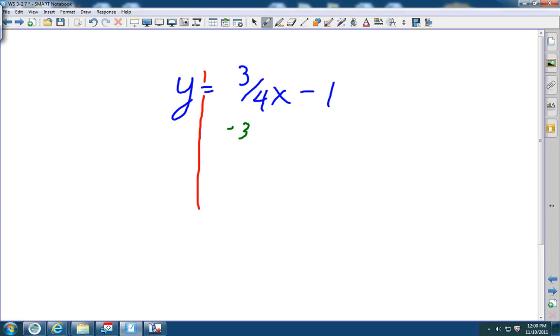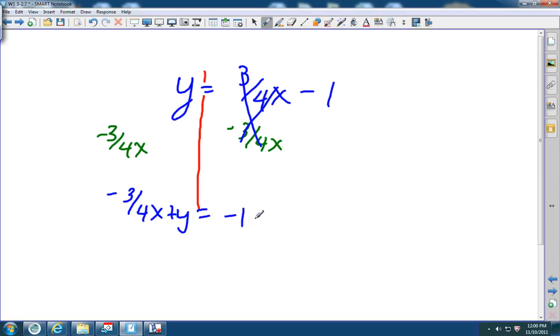I want to subtract 3/4 x from each side. These cancel out, so I'm going to have negative 3/4 x plus y equals negative 1. Now, why are you saying that I need to multiply 4 by the entire equation? I want a whole number, and you choose whatever number is in the denominator. It is 4, so now I'm going to multiply everything by 4.